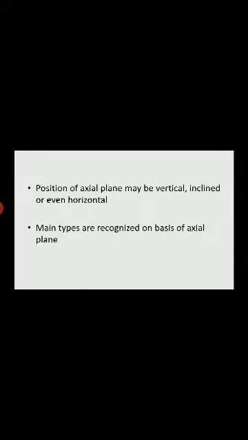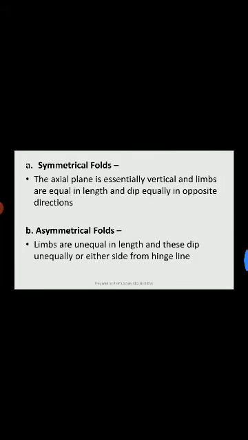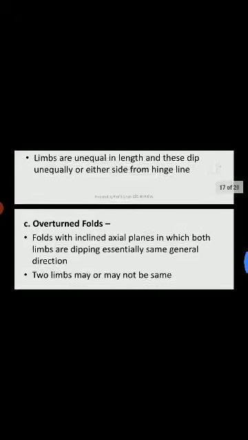The position of the axial plane may be vertical, inclined or even horizontal. Main types are recognized on the basis of the axial plane. The different types of folds are: the first one is symmetrical folds. The axial plane is essentially vertical and limbs are equal in length and dip equally in opposite directions. It is called a symmetrical fold. In an asymmetrical fold, limbs are unequal in length and dip unequally on either side of the hinge line.